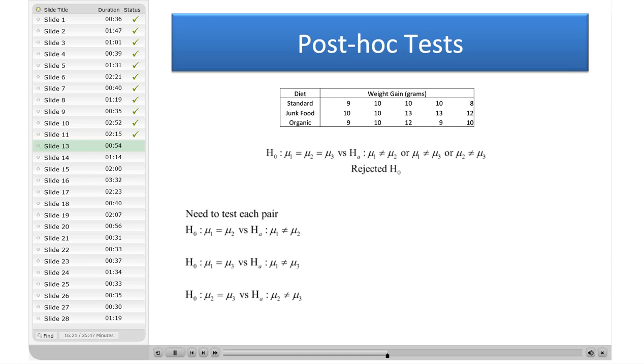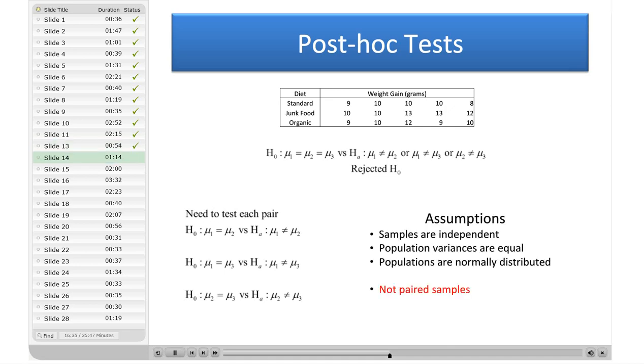So we actually just need to test every single pair of possibilities. mu1 equals mu2 versus mu1 not equal to mu2, mu1 equals mu3 versus the alternative, and mu2 equals mu3 versus the alternative. I want to mention that the assumptions in place are the same assumptions that we started with at the beginning of the ANOVA. These three samples are statistically independent, the population variances are equal, and the populations are normally distributed.